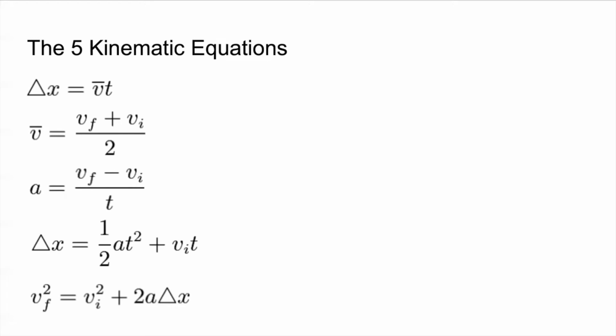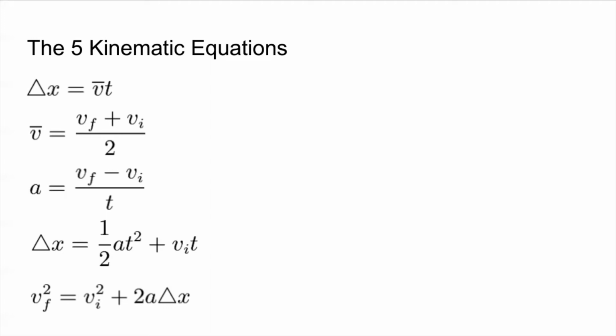You already know that acceleration is how much velocity changes in a given amount of time. So the numerator, vf minus vi, is just the change in velocity, and the denominator is time. The fourth equation is delta x equals 1/2 at squared plus vit.